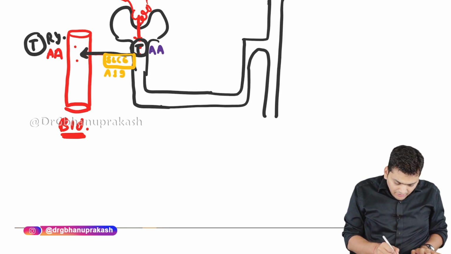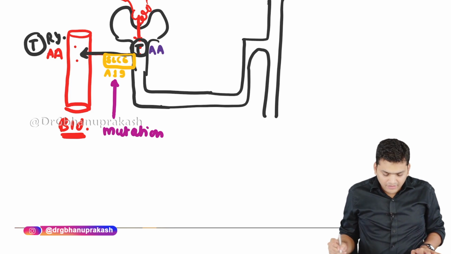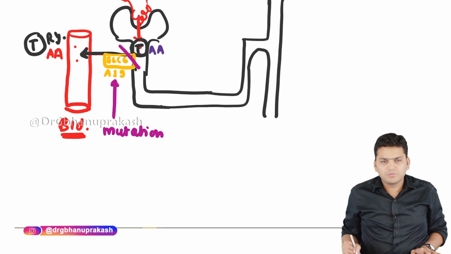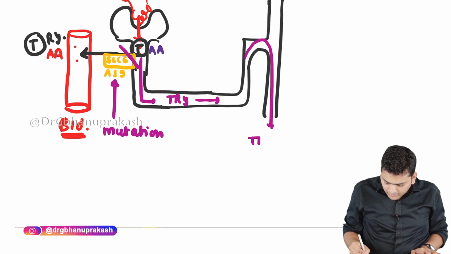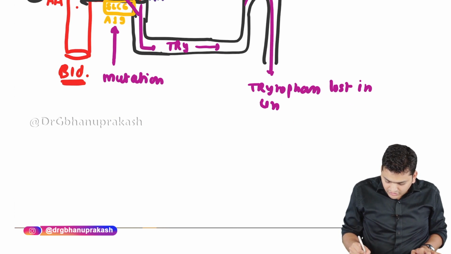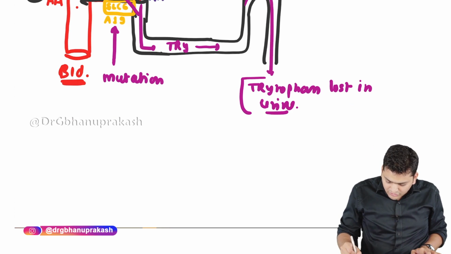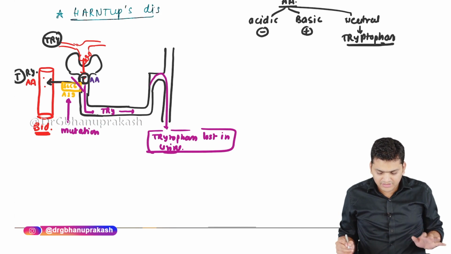Now what happens is, if this channel has undergone a mutation, let's say it is not working, then this tryptophan absorption is not going to occur. This tryptophan molecule will remain in the nephron, and all the way will be lost in the urine. If the tryptophan, this neutral amino acid, is lost in the urine, this entire condition is referred to as Hartnup's disease.